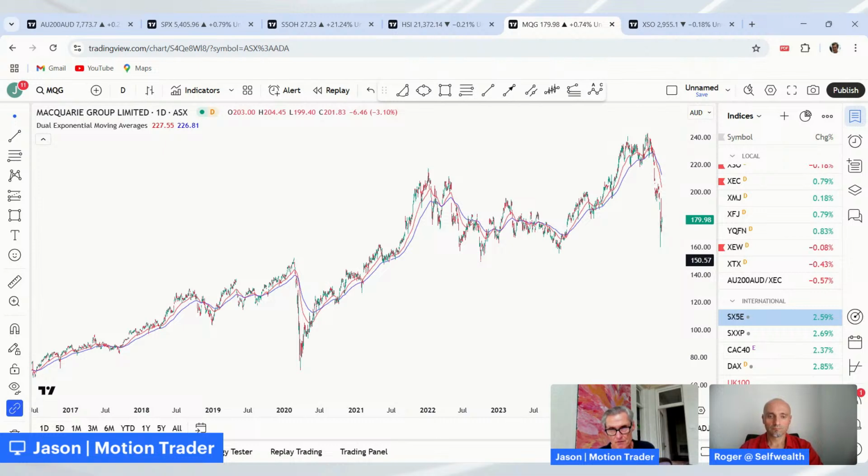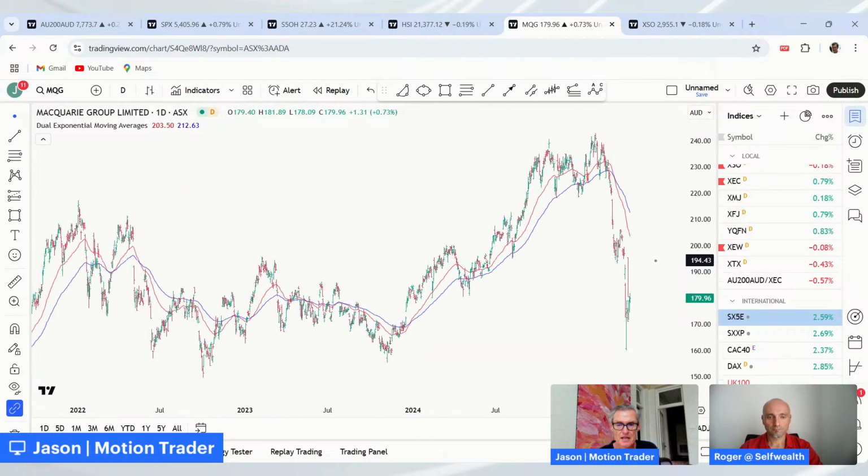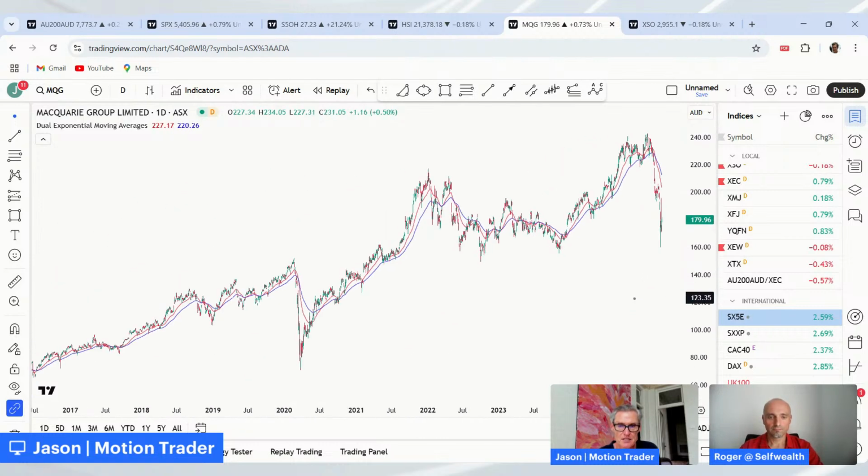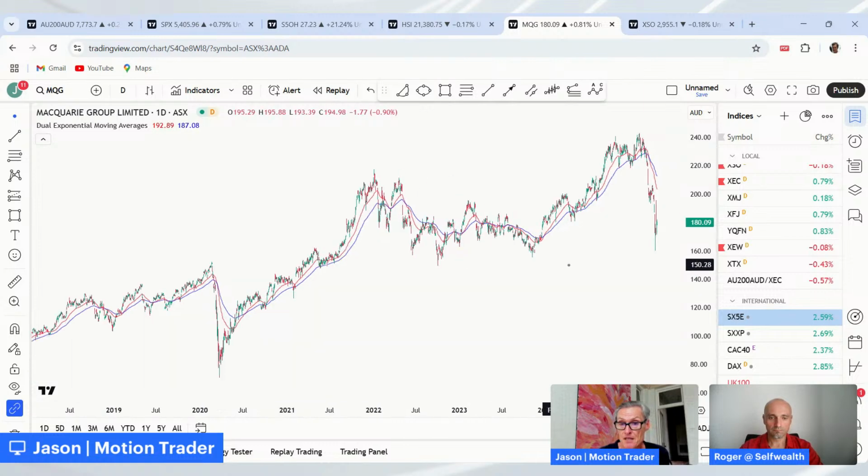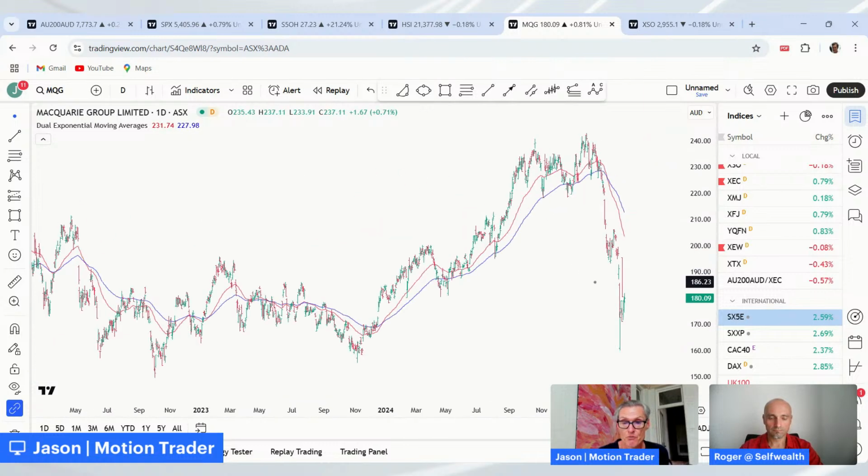I look at a stock from a medium-term perspective, and I don't want to be holding stocks in this situation. That said, if someone's a buy and hold investor, they're probably not watching this show. So from a medium-term trend following perspective, it's not a place I'd want to be at the moment.